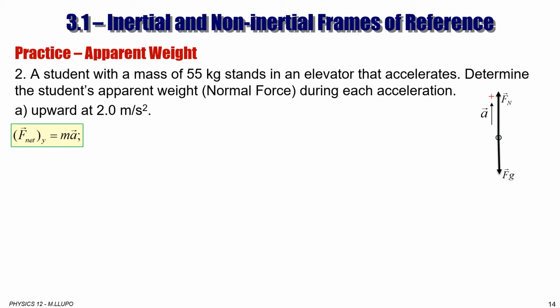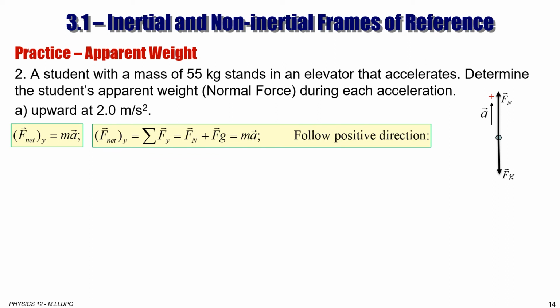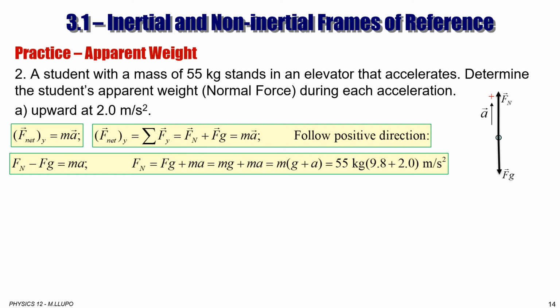Then F net y is the sum of all forces, we have just 2, equal to ma. Since we have positive up, Fn is positive, Fg is negative. So we solve for Fn: we move Fg to the other side of the equation, and it becomes positive. So Fn is Fg plus ma. Fg is mg, plus ma, we factor m. It is m times g plus a. And then you plug in numbers there: 55 kilograms times 9.8 plus 2 meters per second squared. So the answer will be 649 Newtons.